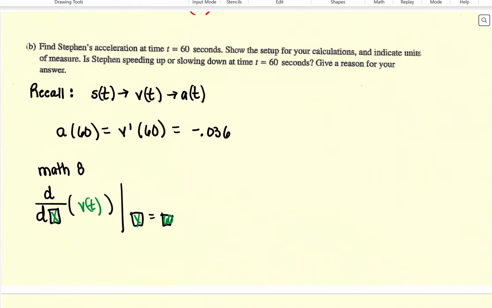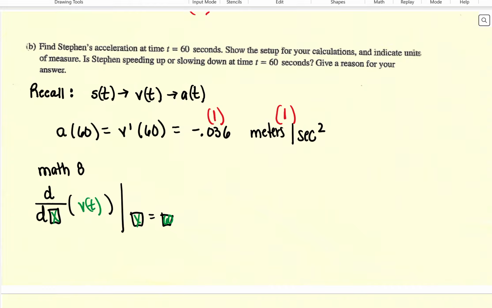And make sure you say that that is in meters per second squared, because it definitely said to indicate units of measure. If you got your units right, meters per second squared, give yourself a point. If you got this value right, give yourself another point. Okay, now the next thing it says, is he speeding up or slowing down?